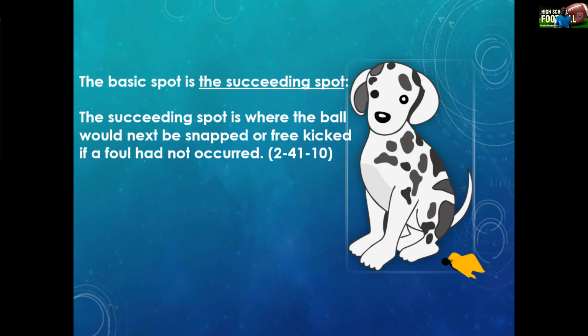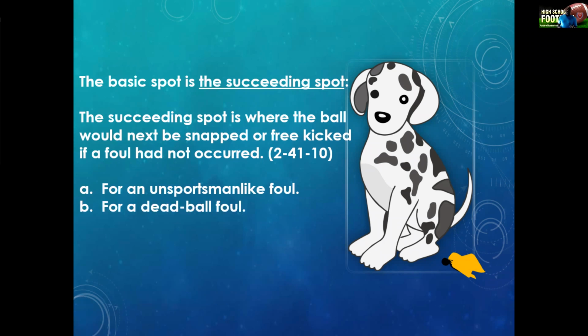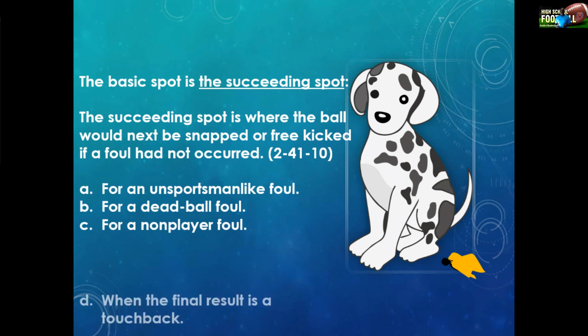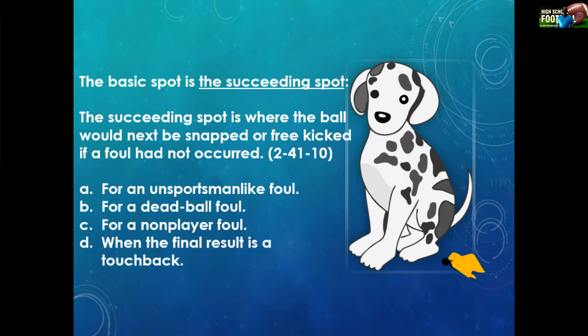But anyway, the basic spot is a succeeding spot. The succeeding spot is where the ball would next be snapped or free kicked if a foul had not occurred. So, in other words, let's find out what they are real quick. For an unsportsmanlike foul, for a dead ball foul, for a non-player foul, and when the final result is a touch foul.